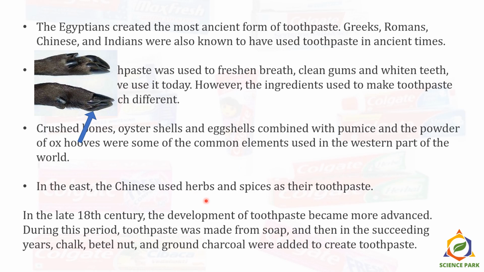In the late 18th century, the development of toothpaste became more advanced. During this period, toothpaste was made from soap. And then in the succeeding years, chalk, betel nut and ground charcoal were added to create toothpaste.